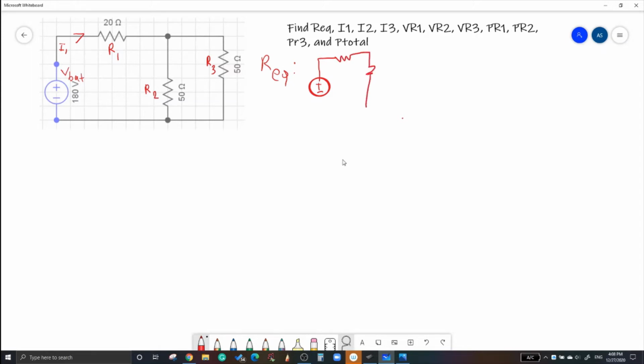Okay, so for these two resistors the total resistance value will be 1 by R equals 1 by 50 plus 1 by 50. Now if we simplify that, we will get 1 by 25, and if we solve for R, we will get 25 ohms. So if we combine these two resistors, we will get 25 ohms.